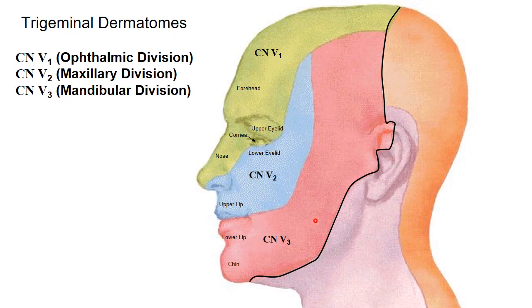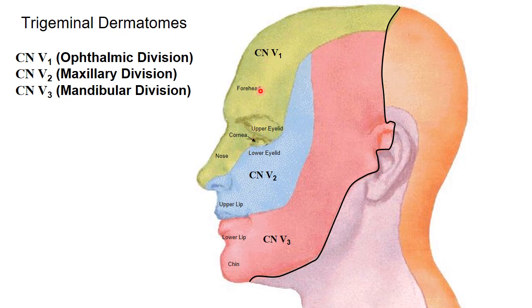All of this skin is not supplied by spinal nerves. It's all supplied by the trigeminal nerve, cranial nerve 5. Okay, and so these are the 3 trigeminal dermatomes, one for each of those 3 divisions. So V1, or the ophthalmic division, is going to be everything here in green.